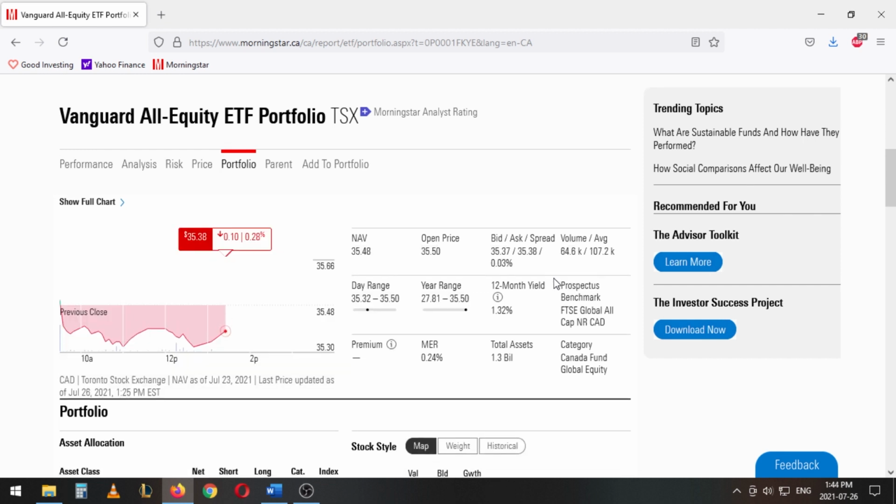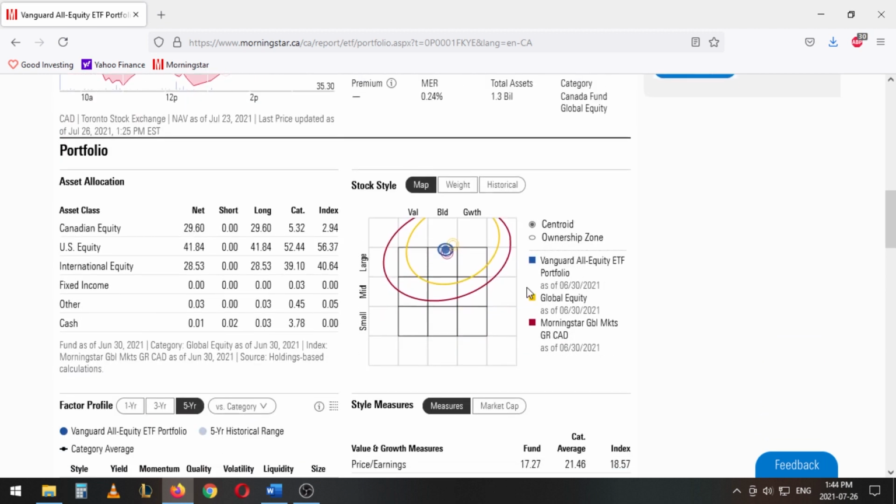And when it comes to Morningstar, what I love doing is looking at the portfolio, because there's a lot of really cool information in here. First thing I can do is look at the asset allocation, right? So in this case, there's no bonds, but if this was like VBAL or VGRO, which are a mix of stocks and bonds, then we would have some fixed income in here. But this one is just 100% stocks.